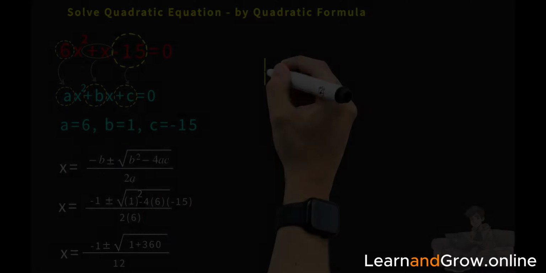Let's simplify it further. 1 plus 360 is equal to 361. We can also write 361 as a square of 19. Now, the square of 19 and the square root will cancel, and the answer will be like this. There are two solutions for x, one with the positive value of 19 and the other with the negative value of 19.